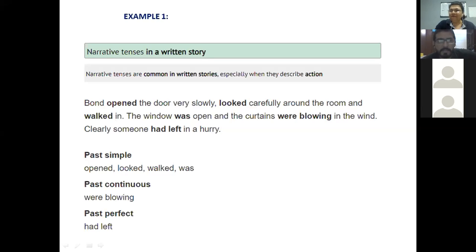Yes? I have a question. In the sentence "the window was open", open is like an adjective in that sentence. Yes, exactly. It's an adjective. Because Bon opened the door, and then the window was open. Yes, exactly. Okay, very good.